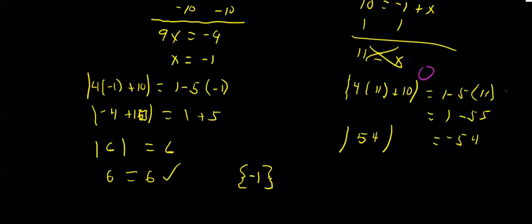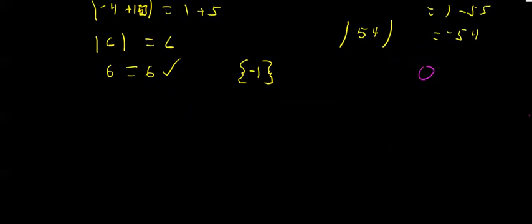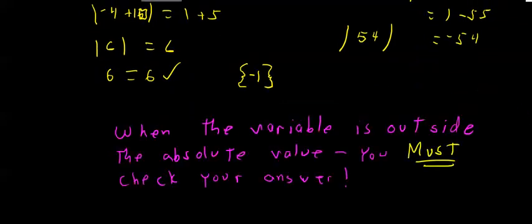So when the variable is outside, I'm going to write this down. Pause it while I write. All right. When the variable is outside the absolute value, you must, absolutely must, check your answer. Sometimes the answers are both going to be good. Sometimes they'll both be bad. Or in the case of the example we did, sometimes you have a good answer and a bad answer.